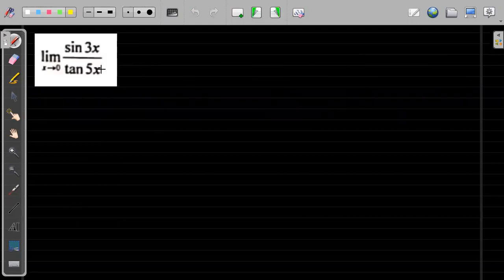So now let's solve one very simple question based on this. Just by looking at this, what will be the answer? Just by looking at this, what can we say about the answer? 3 by 5. Very good. So what we will do? Very good, very good. So what we can do?